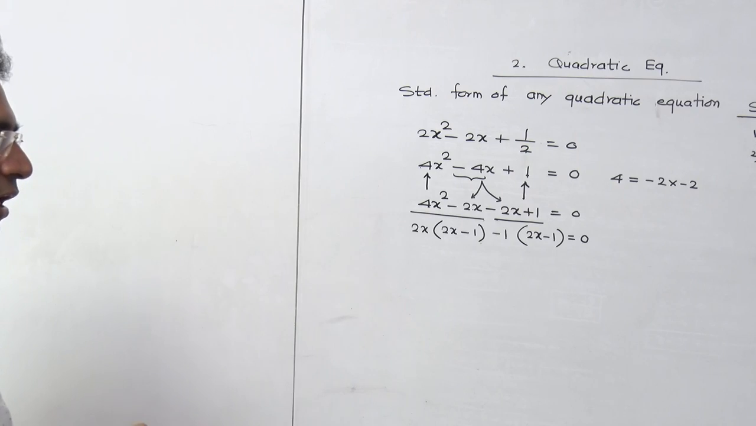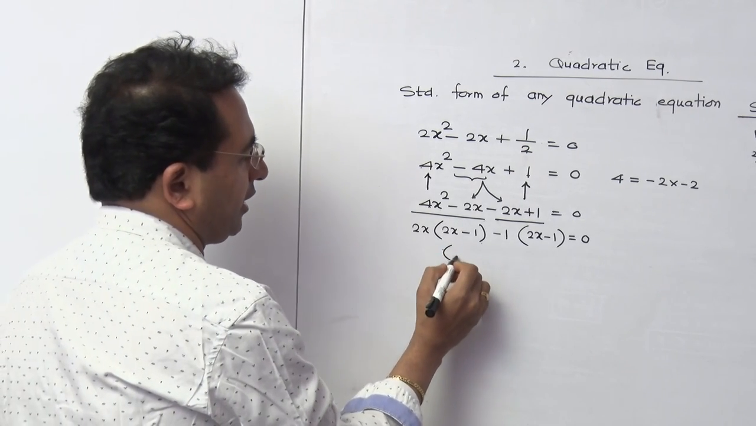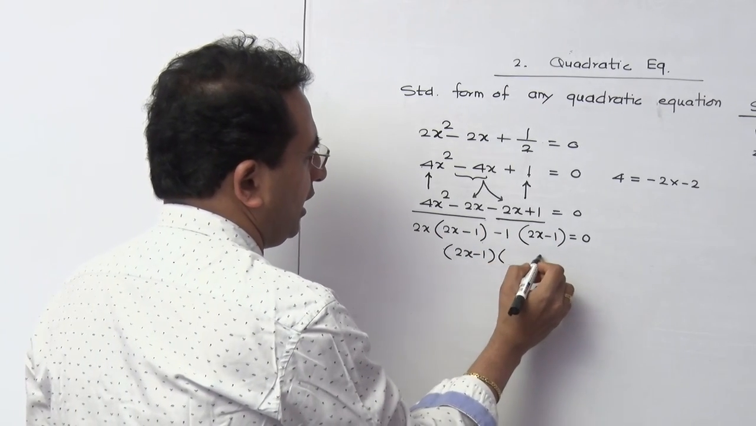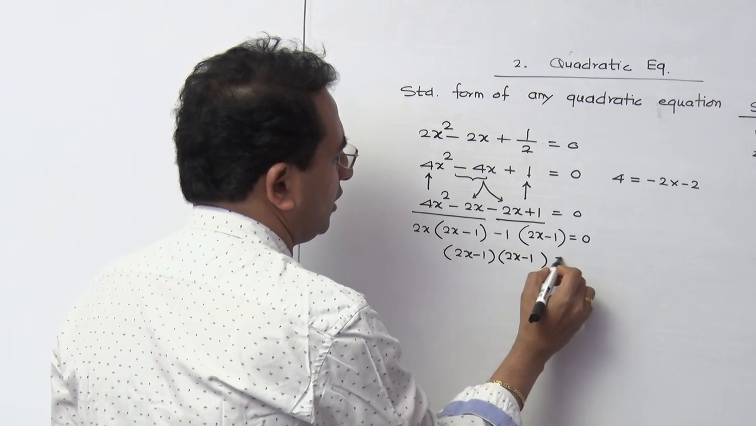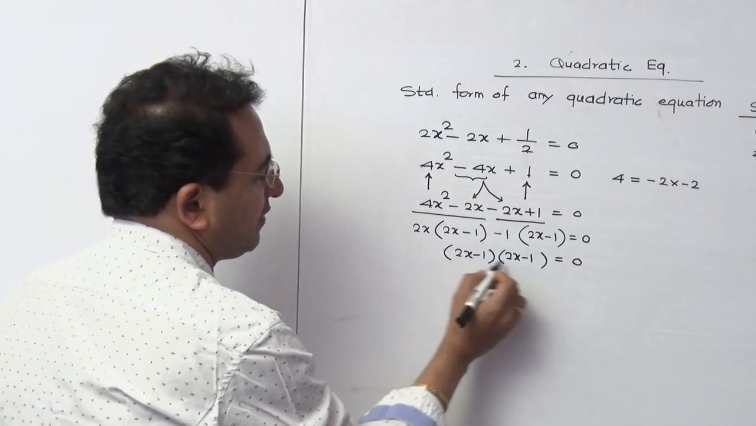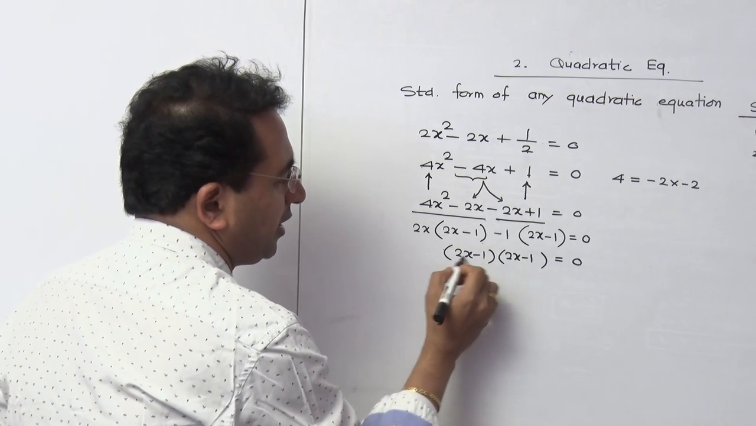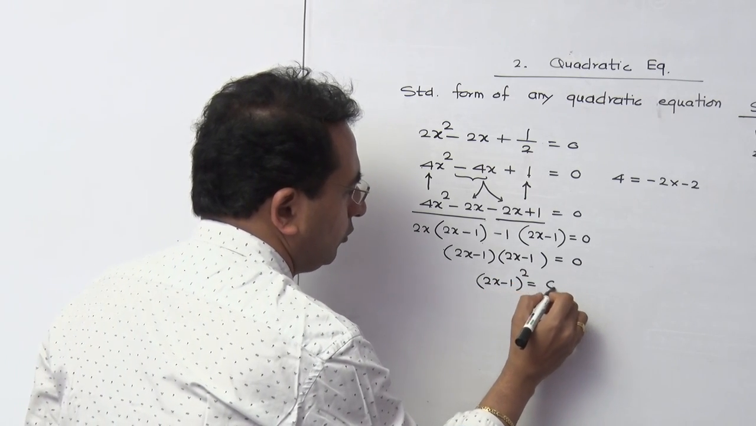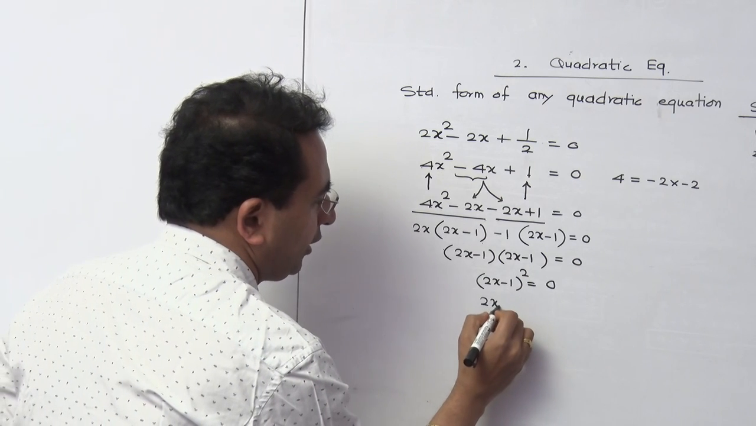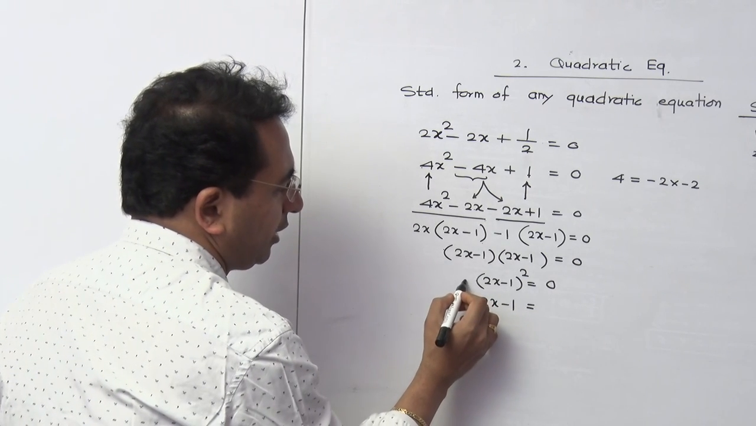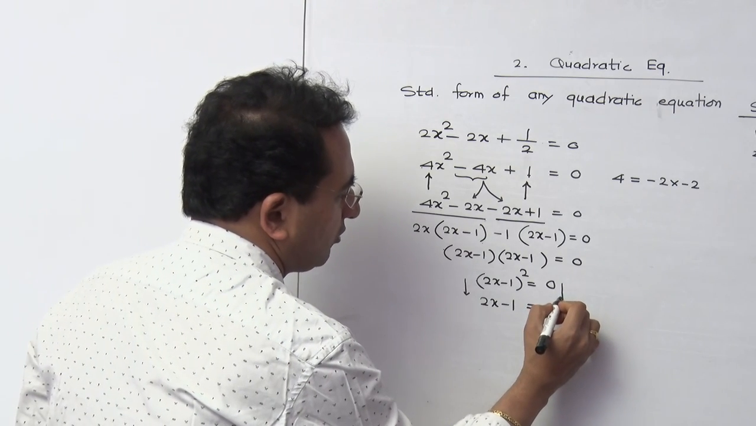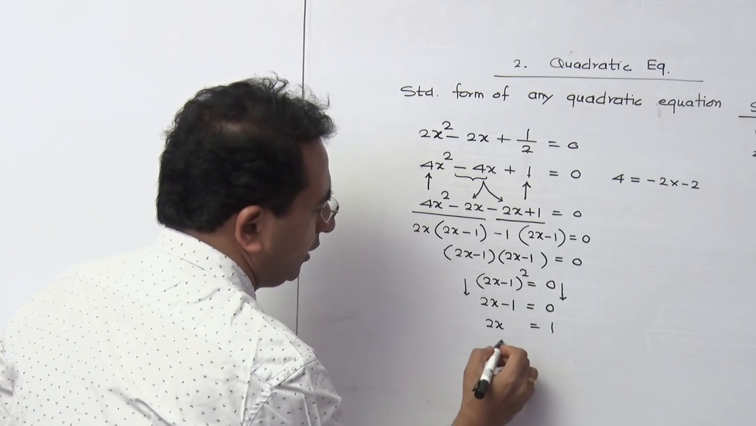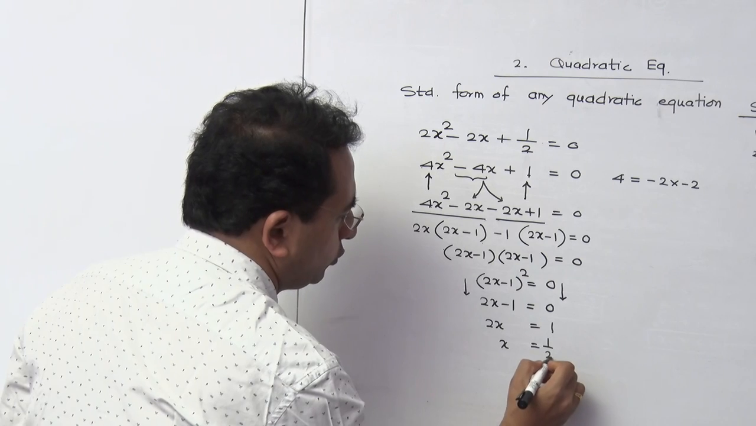So we are going to get 0 again. Which bracket is coming again? 2x minus 1. This is coming twice, so I am taking that common. And then again I am getting 2x minus 1 is equal to 0. So what can we write here? The same bracket is appearing again, and that's why 2x minus 1 bracket square is equal to 0. Now we have to take a square root here. So the square root of 0 is 0 only. So we can write 2x is equal to 1. Therefore the value of x is going to be 1 by 2.